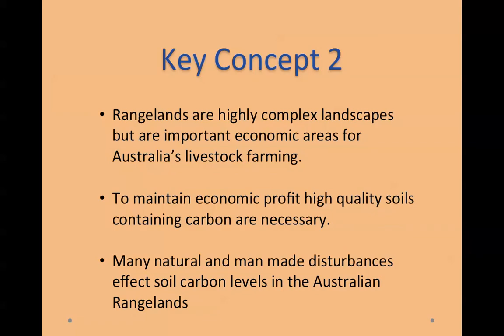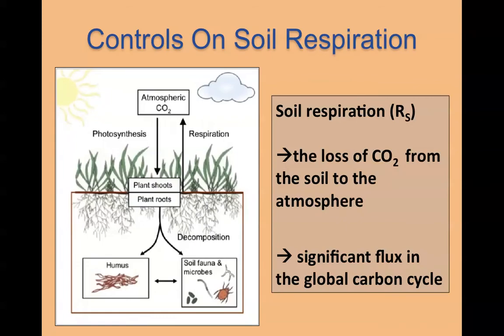So in summary of that case study, rangelands are highly complex, but they're also really important for Australia's economic growth with all that livestock. But also, if we want to maintain high economic profit with grazing and agriculture, we need good soils, and carbon is essential for that. So soil carbon levels are affected by both natural and man-made disturbances, and we need to study it scientifically a little bit better to understand more.